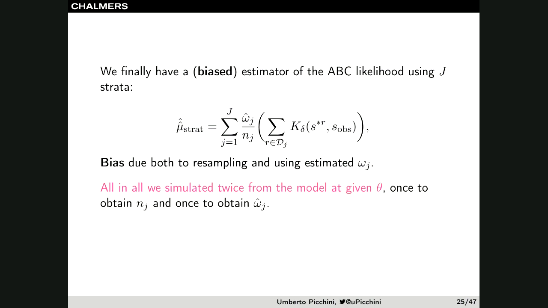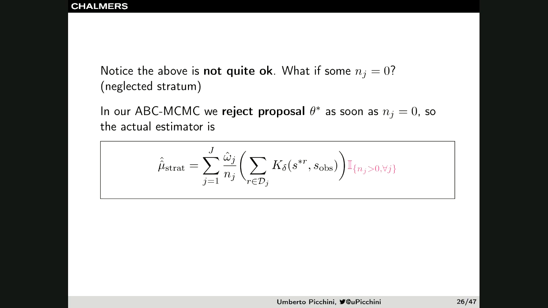Okay, so again, this is what I just said. We need to simulate twice at each theta if we want to follow this approach. And what happens actually if the sum of these frequencies is 0? So what happens if one stratum is neglected? One stratum doesn't have any simulated sum. That would be a problem because nj is at the denominator. So what we do is we introduce this indicator and we force this estimator to be exactly 0 as soon as one stratum is neglected.